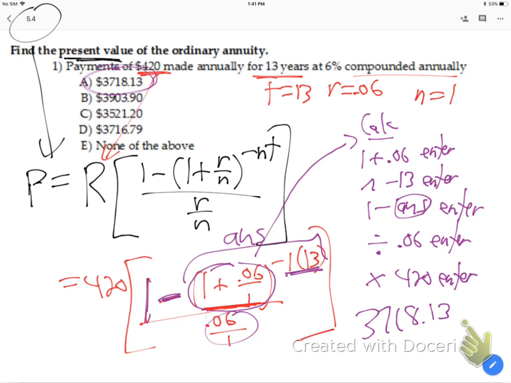Questions on that? So what does that mean? That means if you have a pile of $3,718.13, if you have that big of a pile and you want to take off of that pile, or say you bought a car for $3,718, you're going to have to make payments back on that of $420 a year. I guess you don't make car payments every year, but whatever. $420 a year for 13 years at 6%. If you did that all that time, it'll finally wear down that pile to nothing.